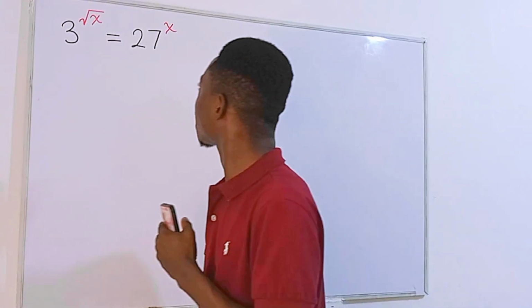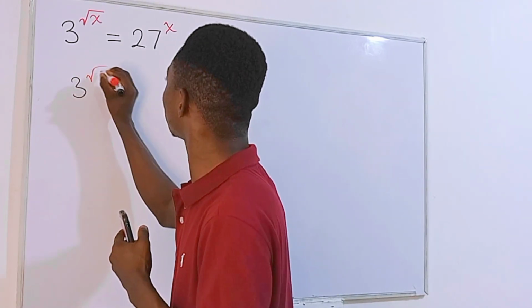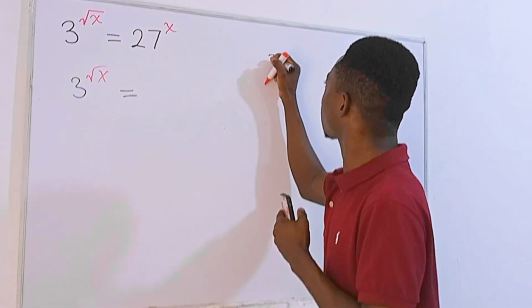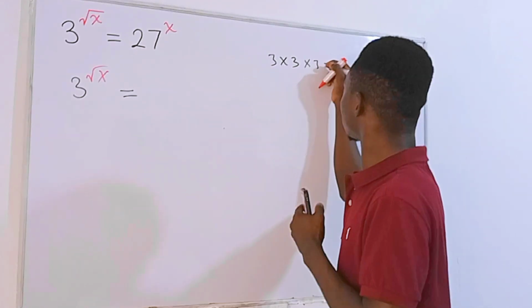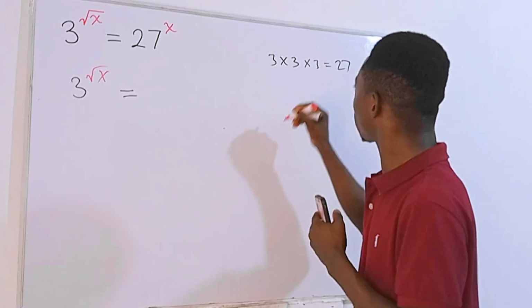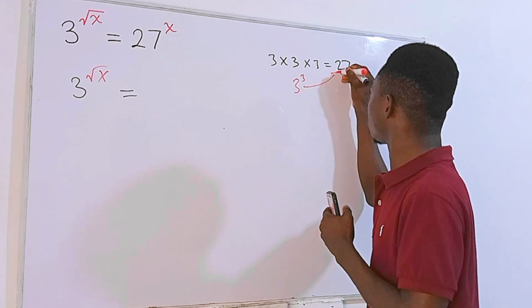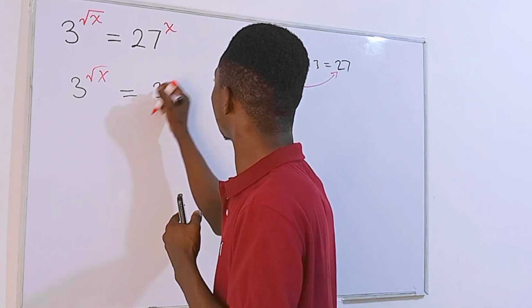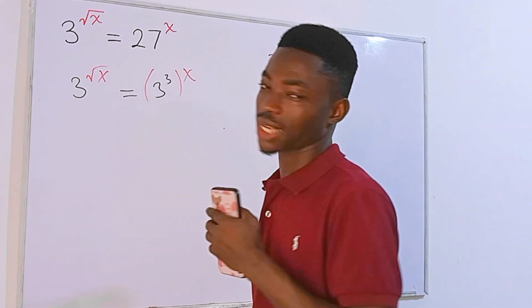So what I'll do is that I'll just keep the left hand side. We have 3 to the power square root of x and this is equal to, now check this, 3 times 3 is just 9, then times 3, this is 27. So on the right hand side, we can write 27 as 3 to the third power. So I'm going to replace this 27 right here with 3 to the third power, then all to the power x, just like that.